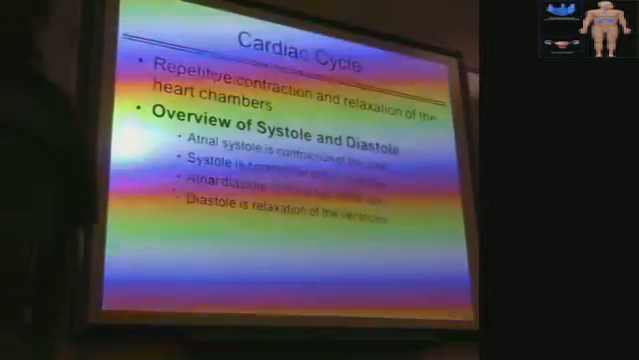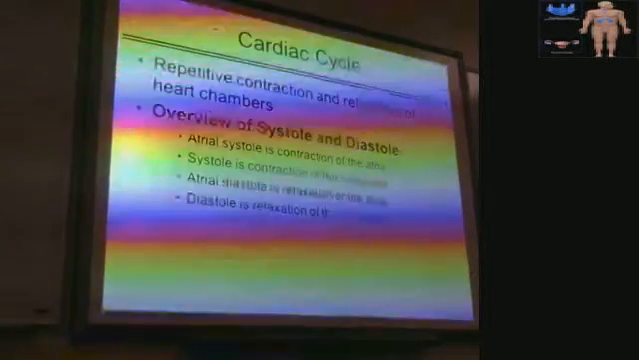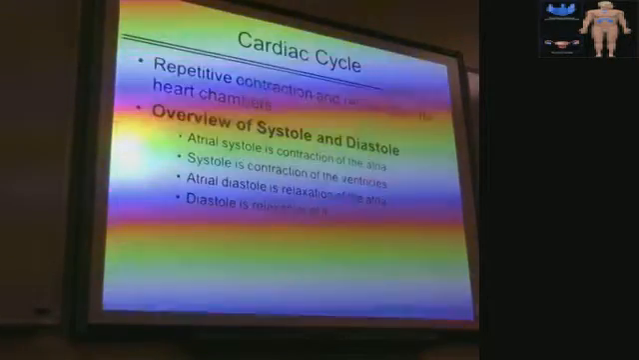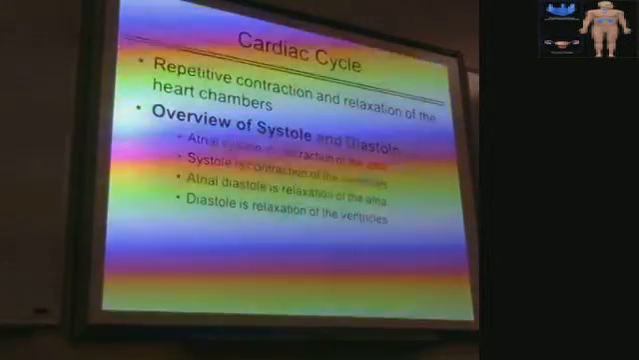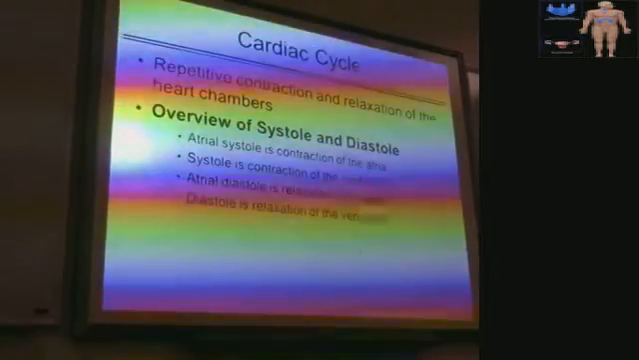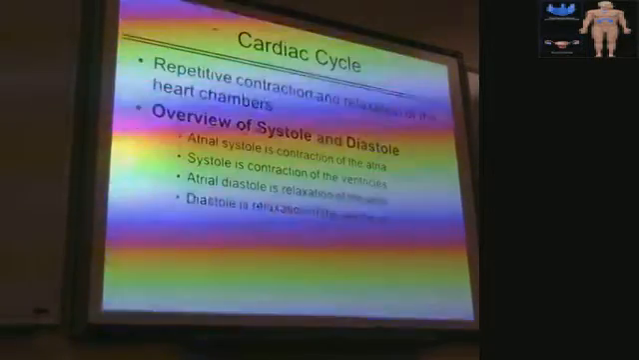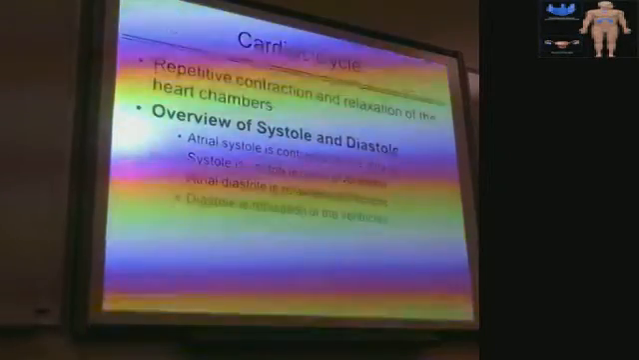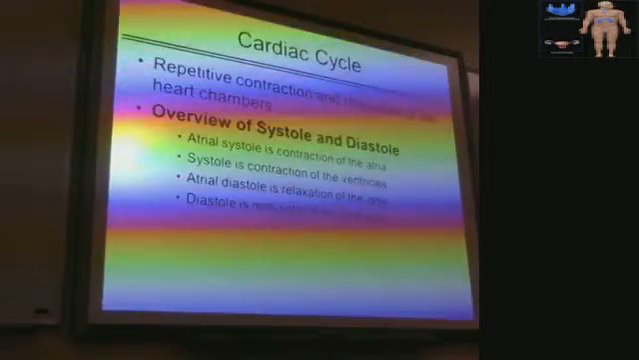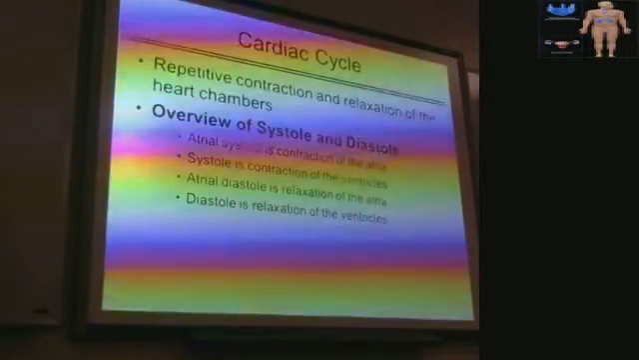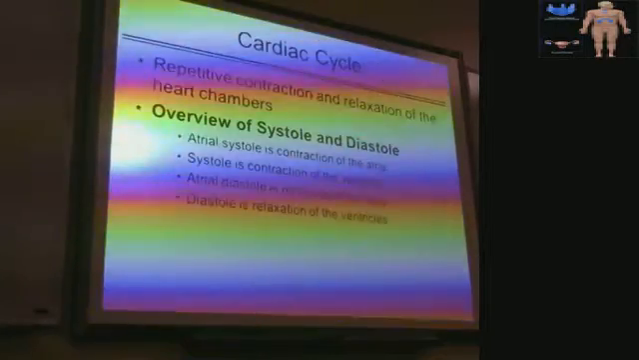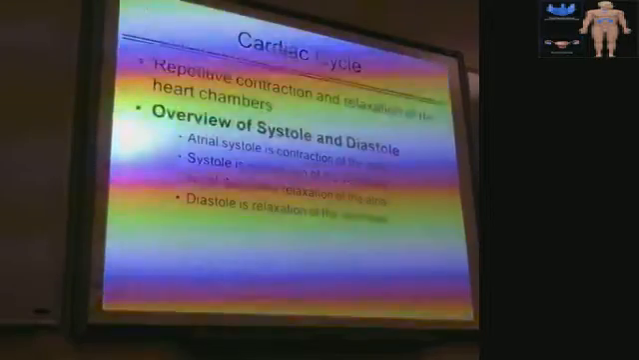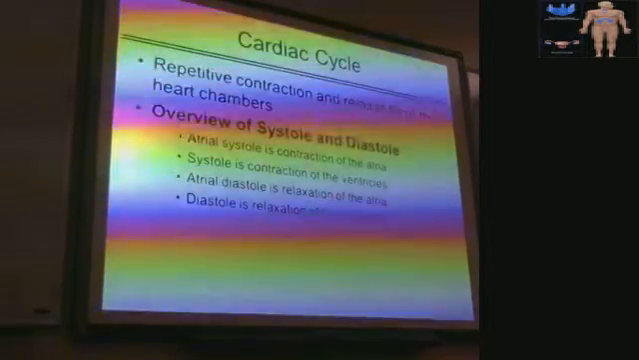Repetitive contraction and relaxation of the heart chambers is referred to as the cardiac cycle. An overview of the systole and the diastole. Atrial systole is contraction of the atria. It's the lower number on the blood pressure, like 120 over 80, and then 80 would be the atrial systole. Systole is the contraction of the ventricle. Diastole is relaxation. Atrial diastole is relaxation of the atria, and diastole is relaxation of the ventricle.